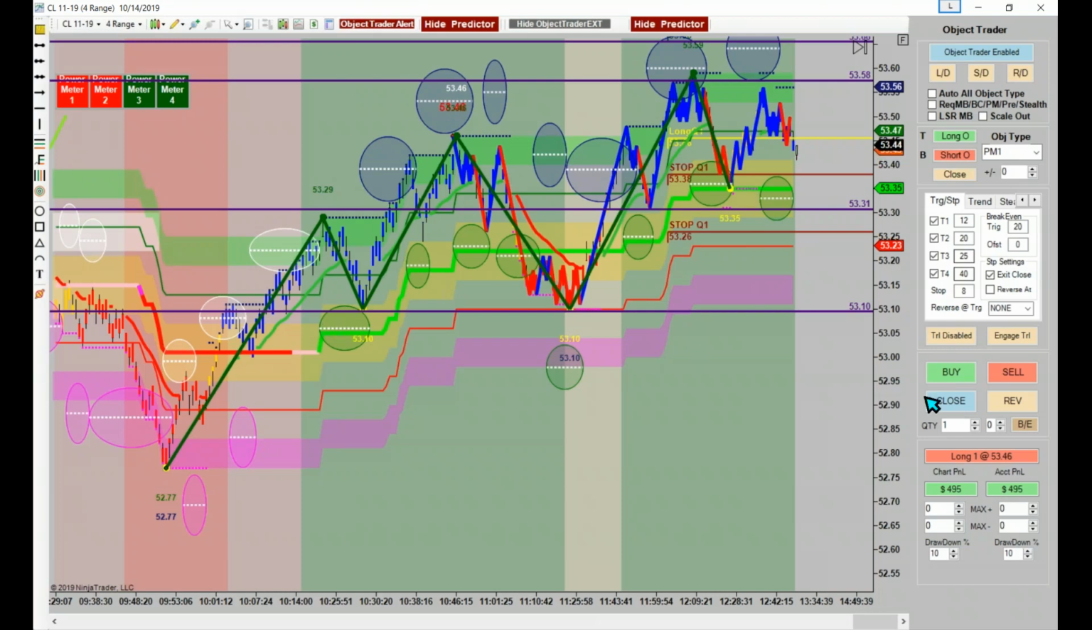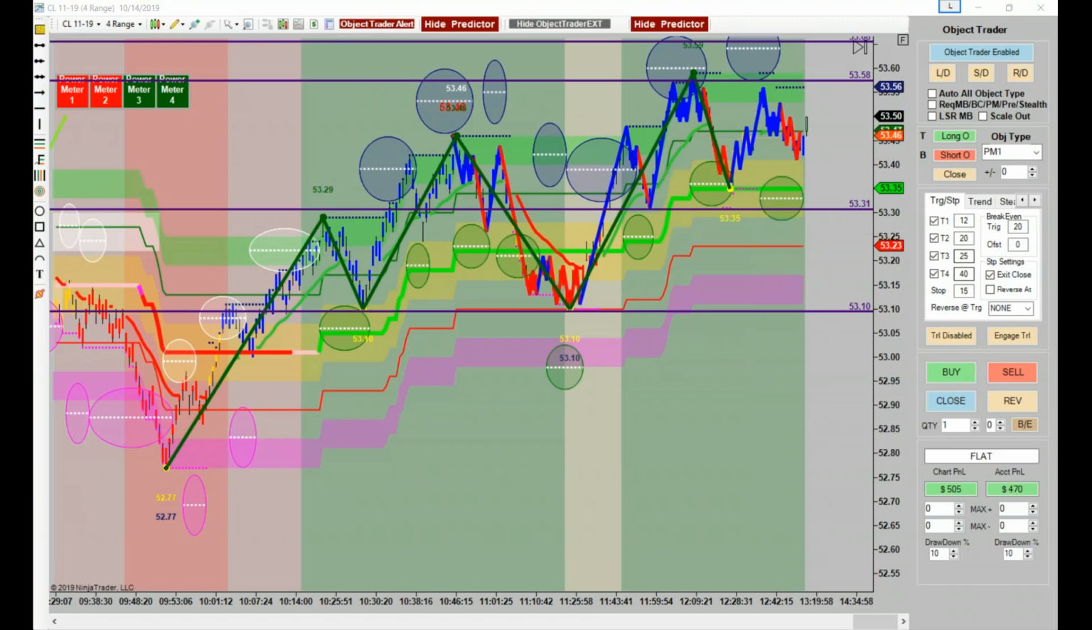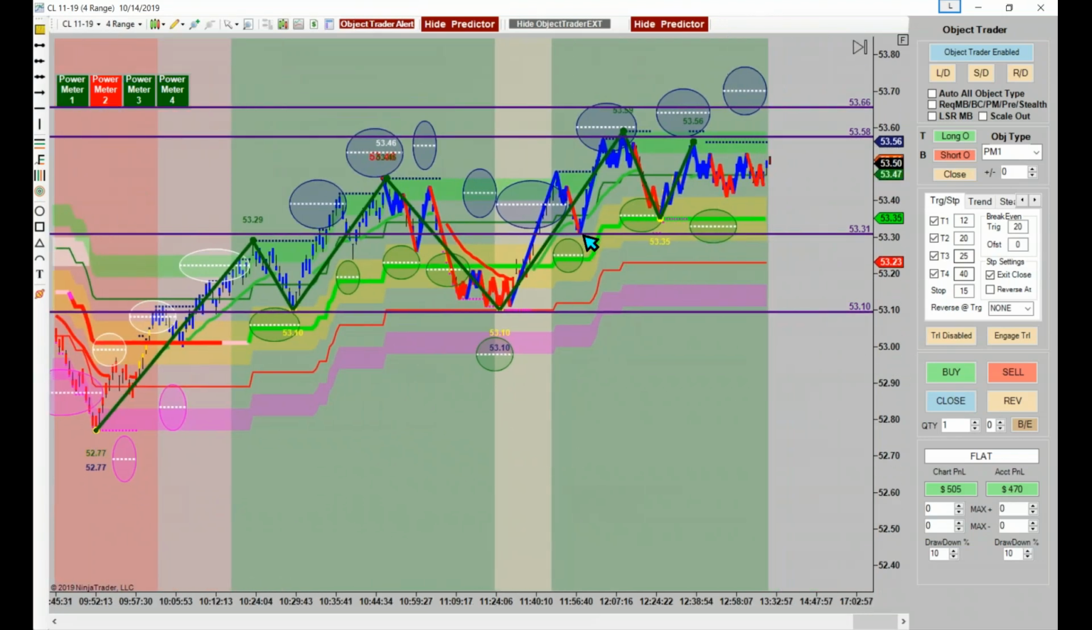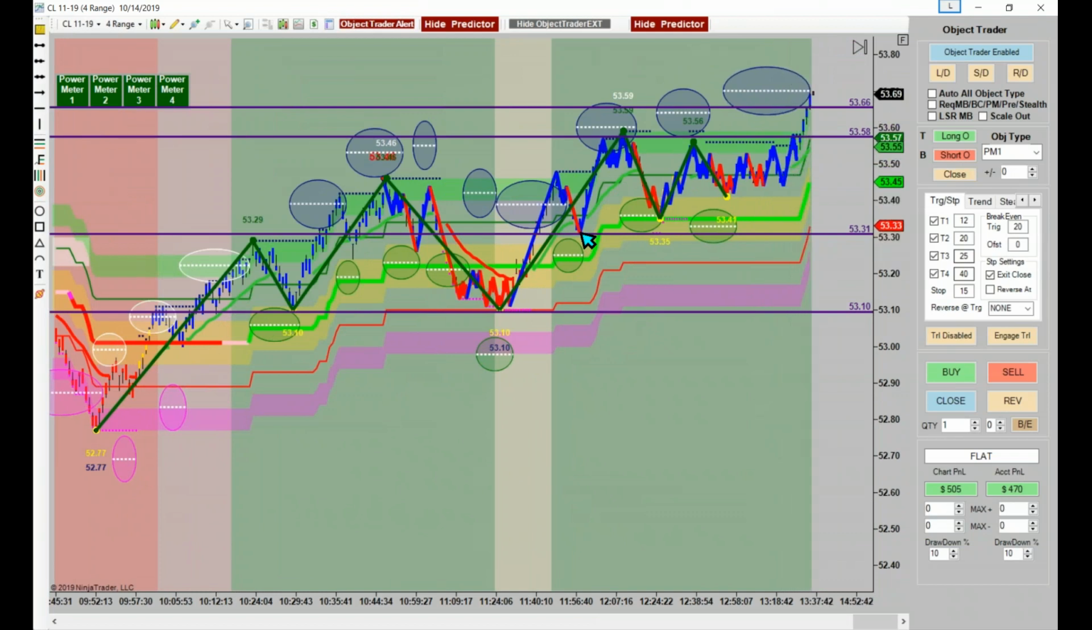Well, let's just fast forward this. We'll kill this trade. That's good enough. $500 for the day. Let's just see what this does. I'm going to fast forward it and go through the end of the day. Identified swings, 31.